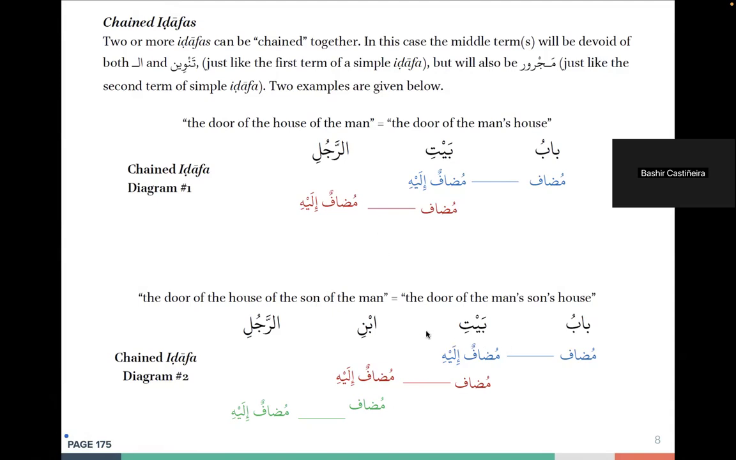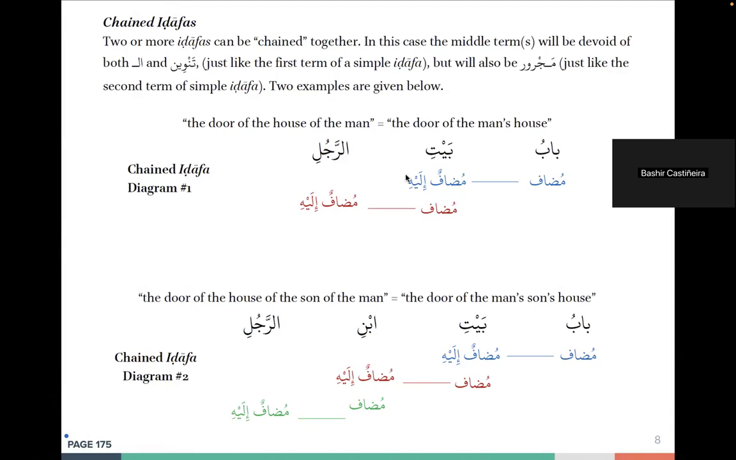Wonderful. So let's add one more. This is 3 idafas here. In the following example, we have 3 idafas. Okay? Babu bayti bin rajuli, the door of the house of the son of the man. And you can keep going. But as I said, it's not common to have more than 3 idafas.